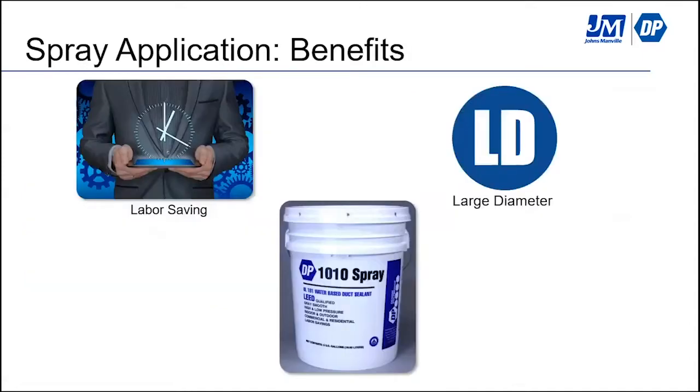We have a product, DP1010 spray. It's zero VOC, but very high viscosity, which means it doesn't splatter, it doesn't drip, it doesn't run. For the right contractor, it's big labor savings on the application, and also for resealing the duct. The larger the duct and the straighter the runs, whether it's round or rectangular, the labor savings goes up tremendously. Although we do have a large number of folks that are spraying 4- and 6-inch round from the inside.